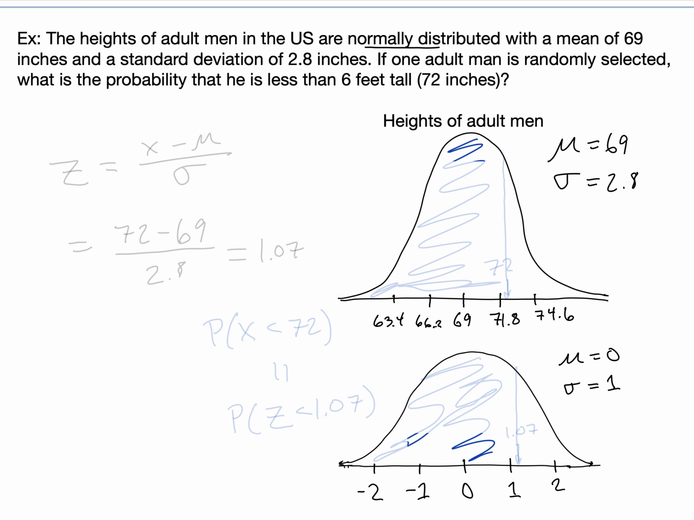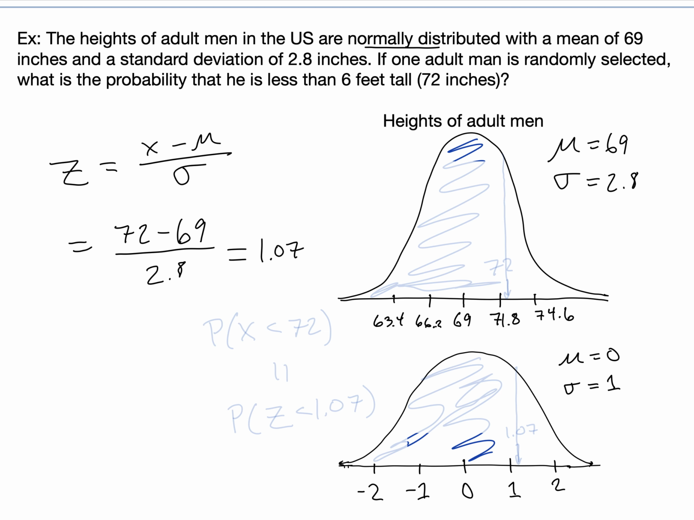And we were asked, what is the probability that he's less than 6 feet tall? So what we can do is take a z-score. Z, again, is the data value minus the mean divided by the standard deviation. And so in this case, our data value is 72 inches. So 72 minus the mean for the distribution, which was 69 inches, divided by the standard deviation for this distribution, 2.8 inches. And when we subtract and divide, we'll get a z-score of 1.07.